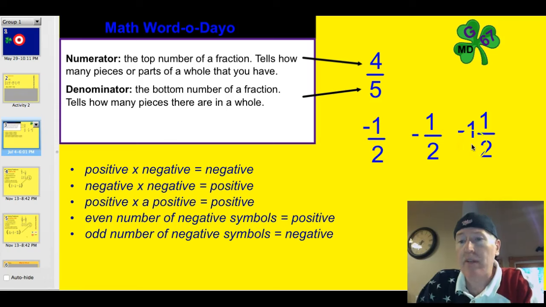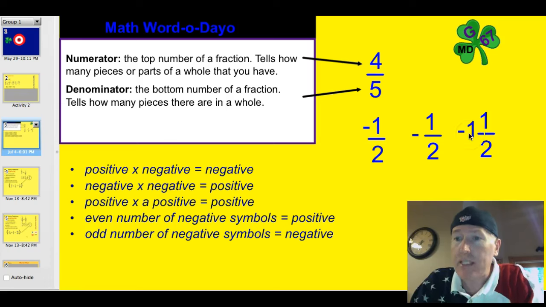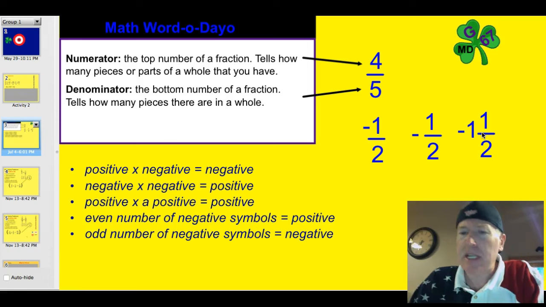This is a negative 1/2. This here is a negative 1.5. It's a negative 1 and a negative half. Or if you would like to think about it this way, it's a negative 1 plus a negative half. All right, sometimes that gets a little bit confusing.